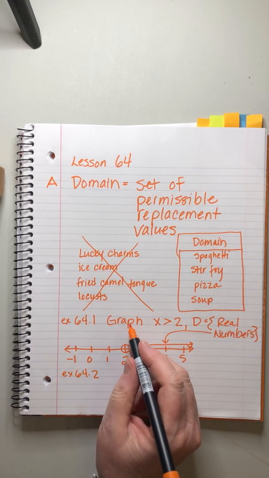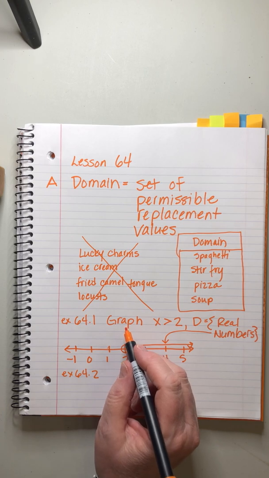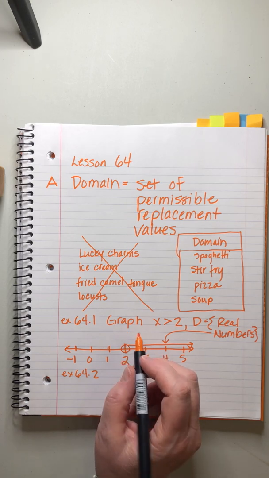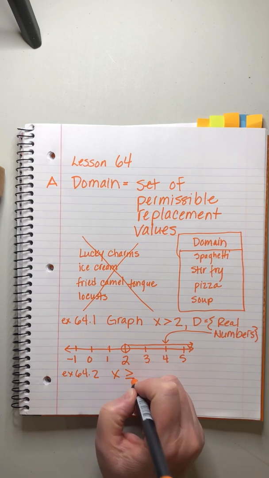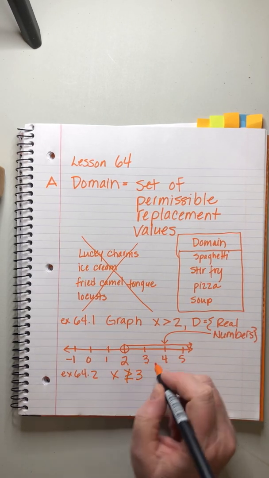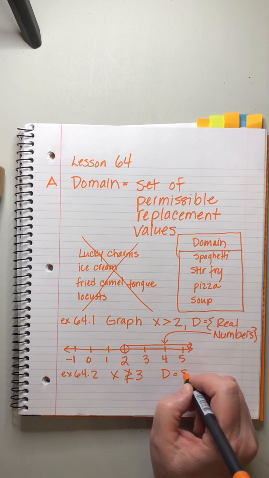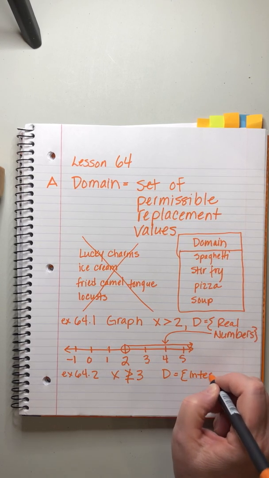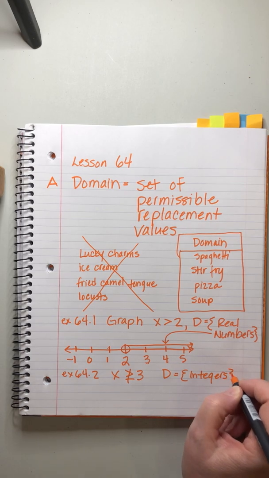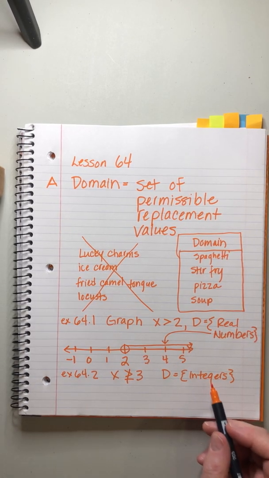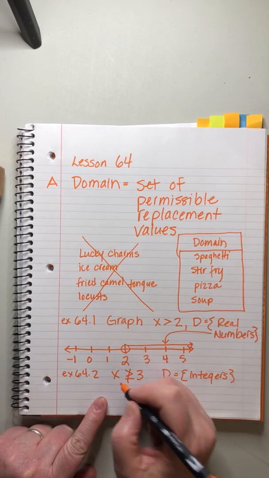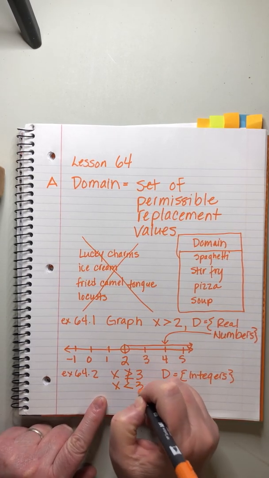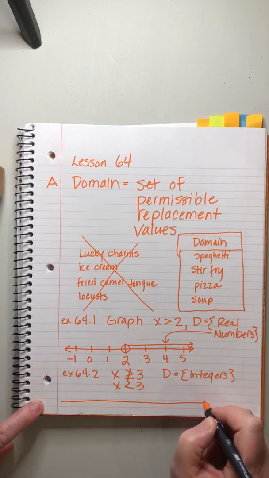This time we're also told to graph x is not greater than or equal to 3, but this time our domain equals the integers. Oh, okay, well that's different. We'll look at that in a minute. Let's fix this. If x is not greater than or equal to 3, then we know that x is less than 3. And let's just take a look at that chart again.